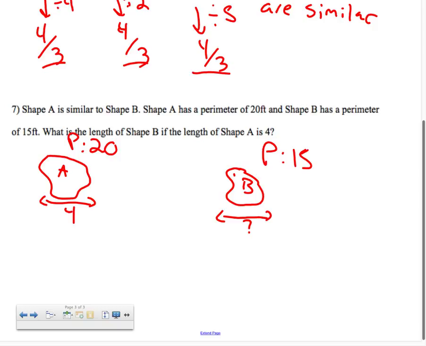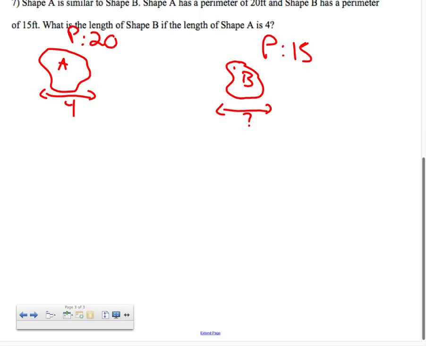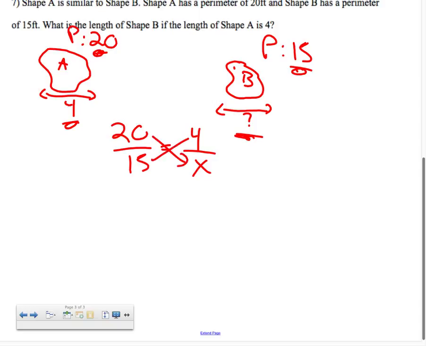Well, we're just going to go ahead and plug in our fractions. So remember, being similar means that the fractions, even with the perimeters, should be the same. So for example, if I take 20 over 15, that fraction, when you reduce it, should be the same as if I take 4 over whatever this is. Well, if I don't know what it is, I just put an X there, right? So you have perimeter over perimeter is the same as length over length, and that is true if the shapes are similar. And so what we're going to do is cross multiply.